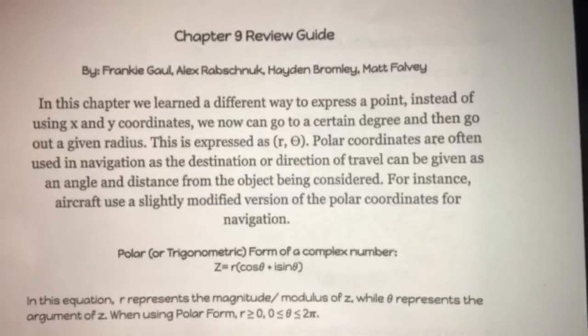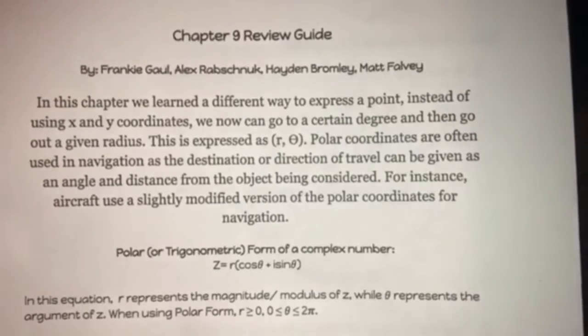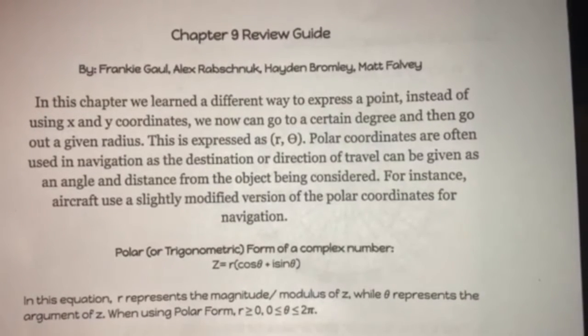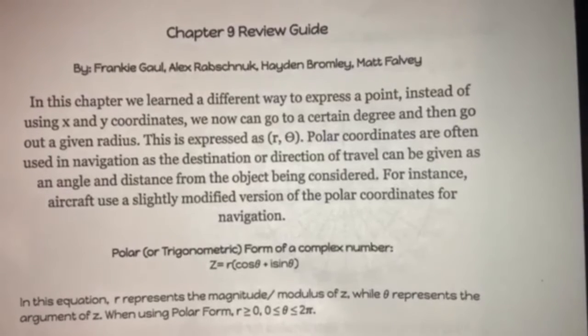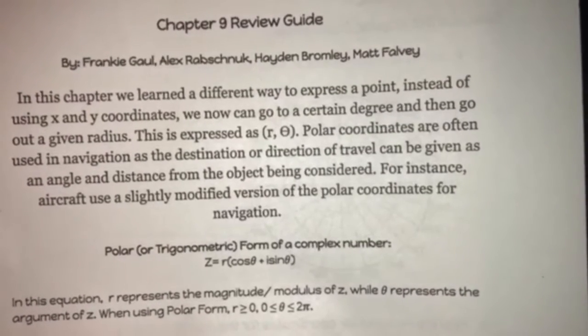Chapter 9 Review Guide. In this chapter, we learned a different way to express a point. Instead of using x and y coordinates, we now can go to a certain degree and then go out a given radius. This is expressed as (r, theta).